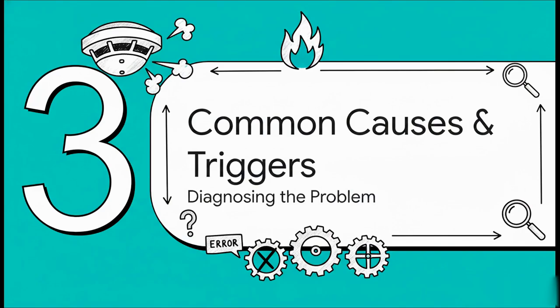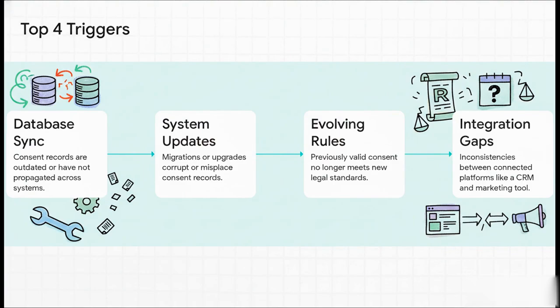Well, the very first step is to understand what's actually causing the problem in the first place. So let's pop the hood and diagnose the common triggers of Error 9607. You know, when you really start digging into why this error happens, you see a clear pattern emerge. It's usually a mix of technology and process issues.